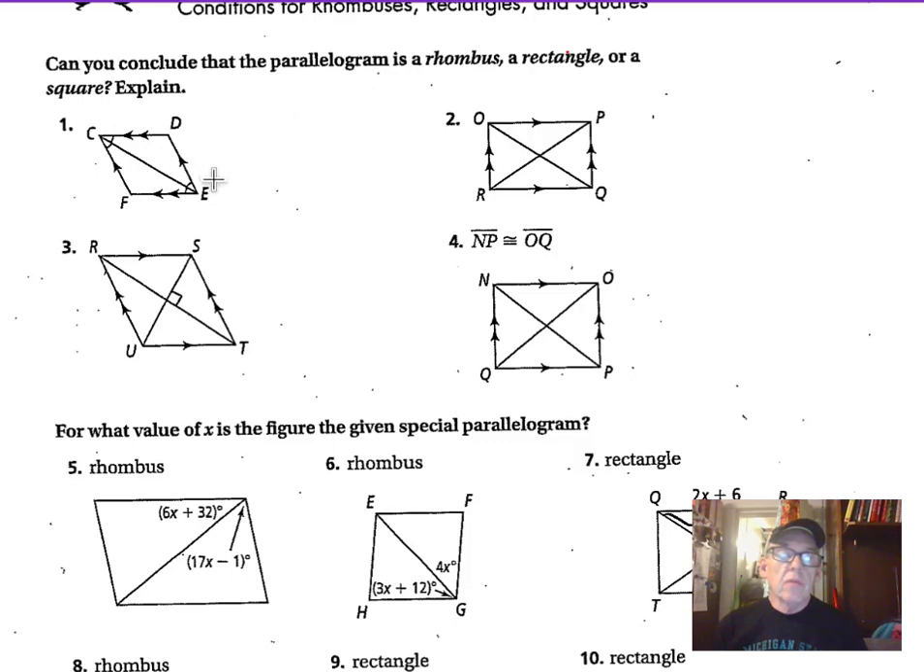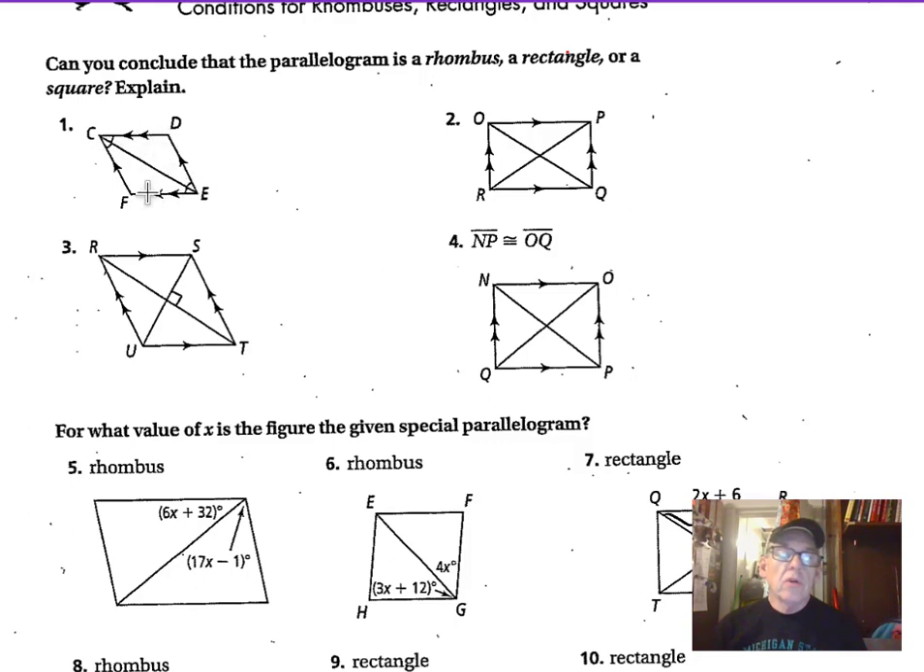Let's see if this is a rhombus. What we have here is opposite sides parallel to each other. And this one diagonal does bisect these vertex angles, but in a square, the diagonals are going to be congruent. This could be a rhombus. Let's see what we got.